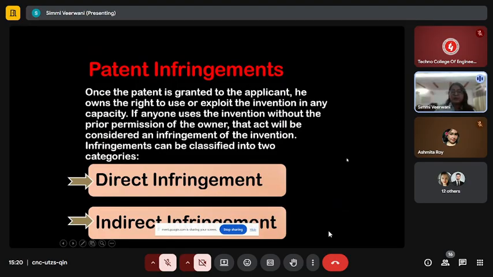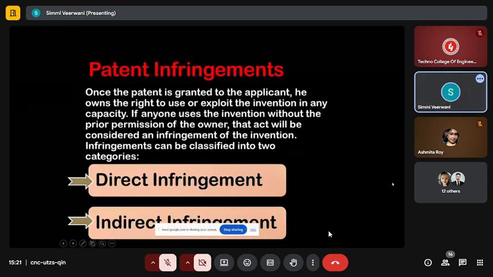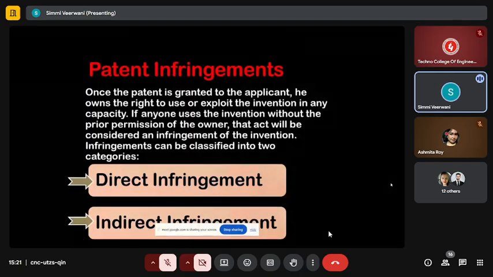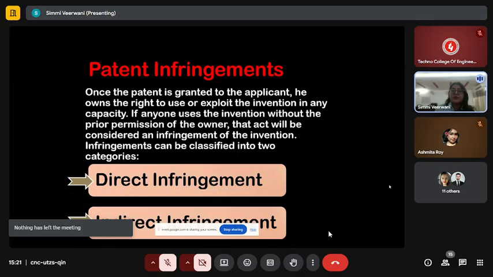But what is patent infringement? Once the patent is granted to the applicant, he owns the right to use or exploit the invention in any capacity. If anyone uses the invention without the prior permission of the owner, that act will be considered an infringement. When you have patent protection, someone who uses your patent without your permission can lead to patent infringement.